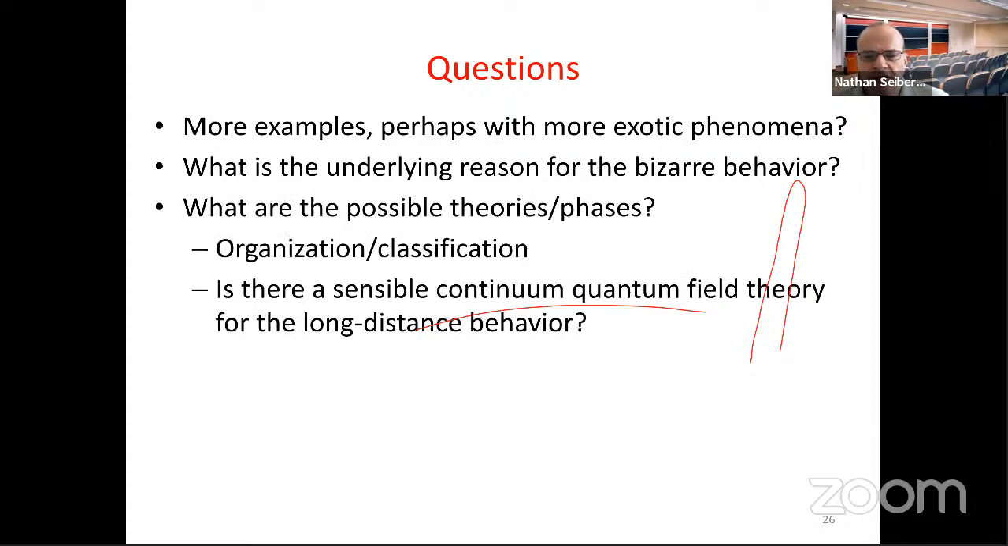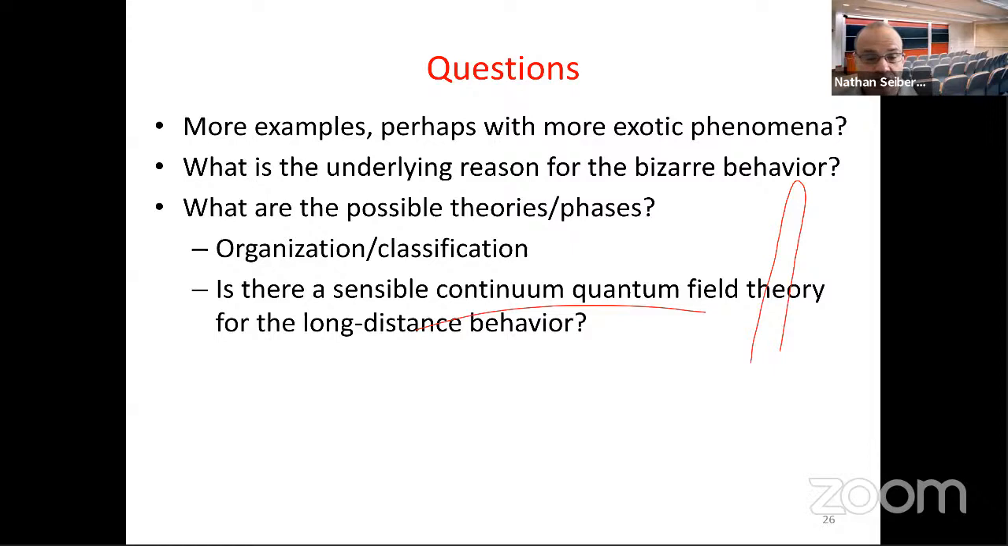More generally, as I keep saying, people found these examples at random, and every new example has new phenomena. How should we think of this whole set of examples? How are we going to classify them? What are the possible phases? How are we going to organize them?